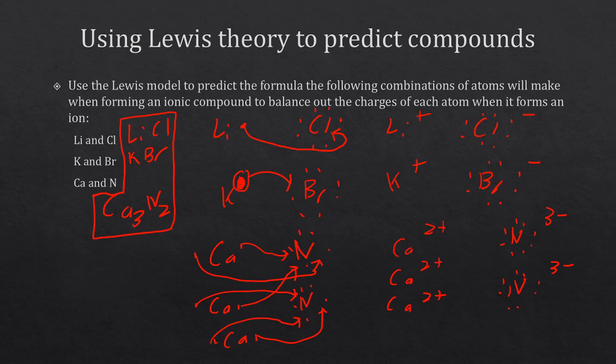So that ends our section on Lewis theory, and we'll end our stuff for this week. What we'll be moving into next is actually naming these compounds. So now that we know what an ionic compound is, the next part of this chapter is going to look at how do we name something if we know it's ionic.